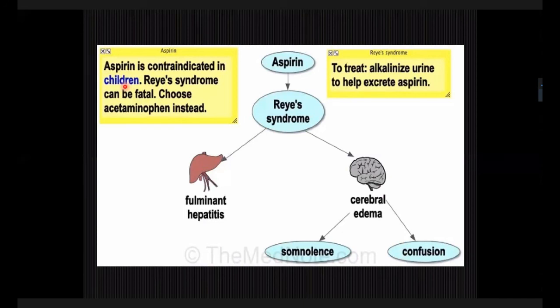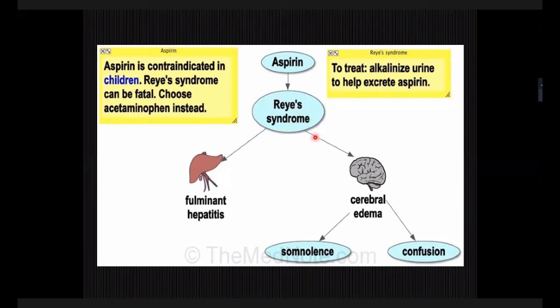But this is the story for the children up to the age of 5 years who have the viral infection. If you prescribe, this is one of the toxic effects plus it is one of the contraindications. If you prescribe the aspirin to the children up to the age of 5 years having the viral infection, it causes Reye syndrome, and this Reye syndrome is very fatal. It can lead to death.